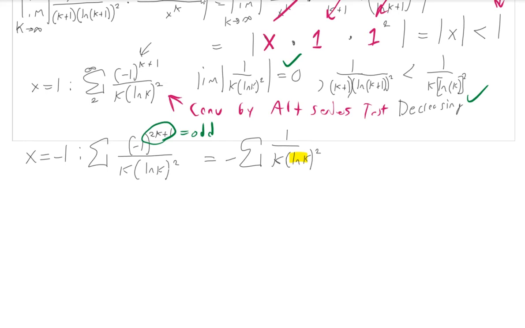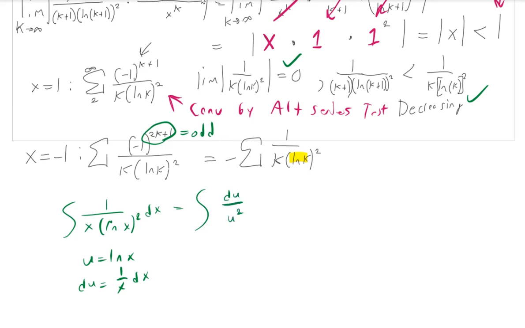If we do the integral of this, we'll replace these with x's. X natural log of x quantity squared over 1, and we have dx there. That means we could set u to be natural log of x, du to be 1 over x, which we do have on the outside there. And so that just becomes the integral of du over u squared, which is -1 over u.